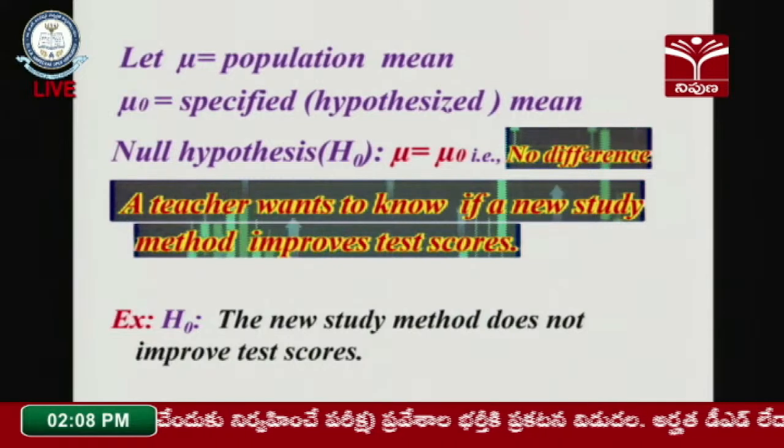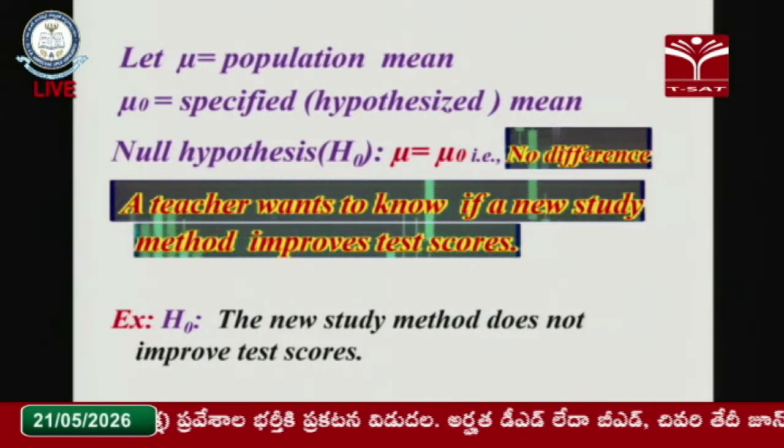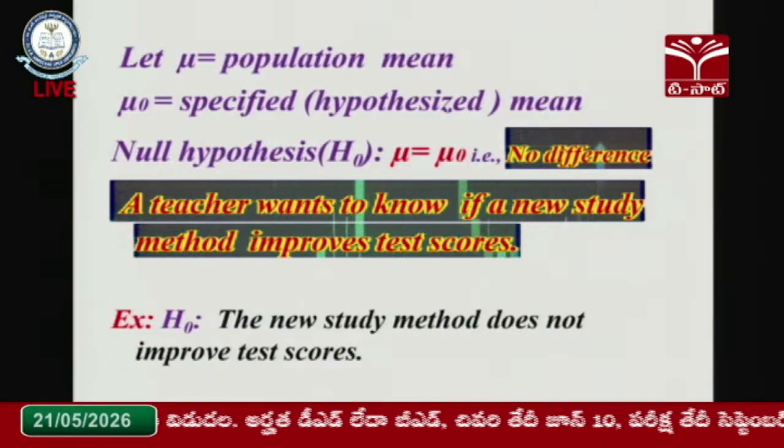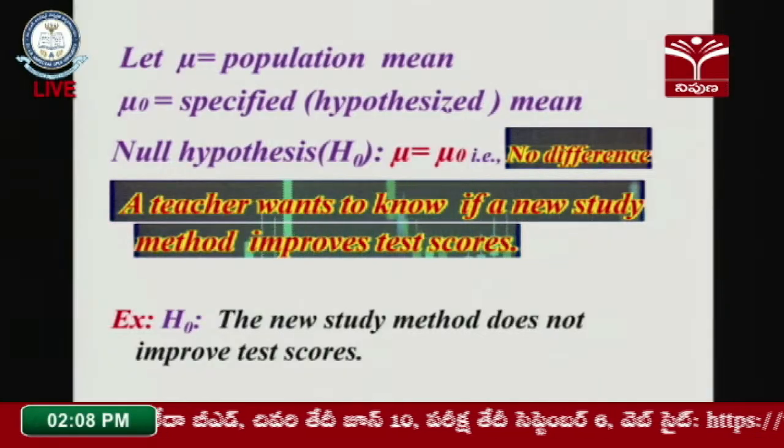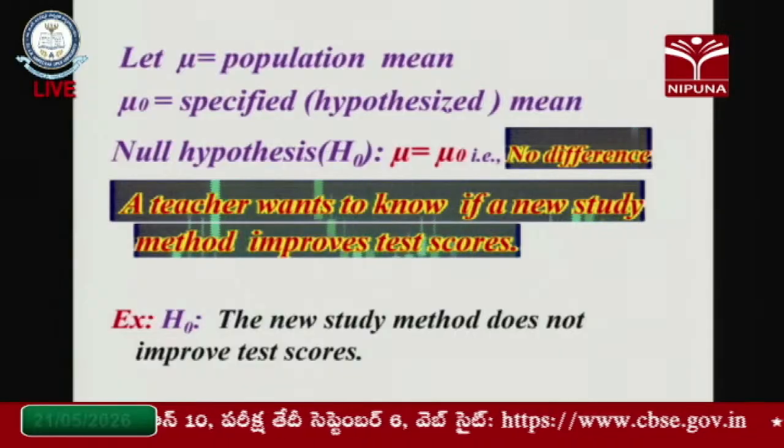For example, a teacher wants to know if a new study method improves test scores. For example, I would like to test whether my students' test scores are improved or not. So I will conduct one test. Then my assumption is a simple assumption. I will define my H naught, which means H0, the null hypothesis: the new study method does not improve the test scores. That is my first perception. That is my null hypothesis.